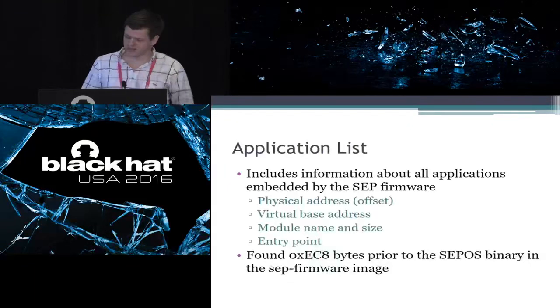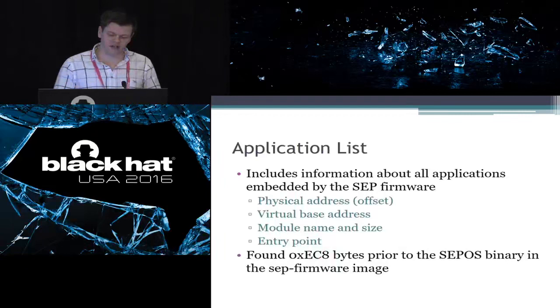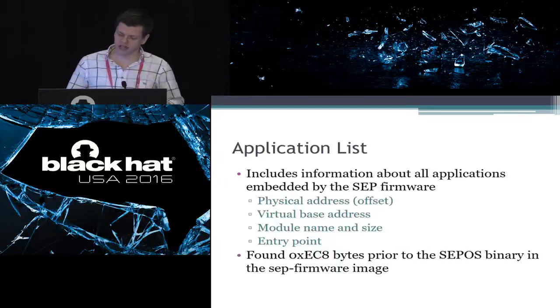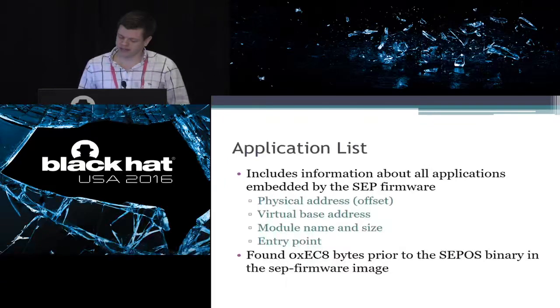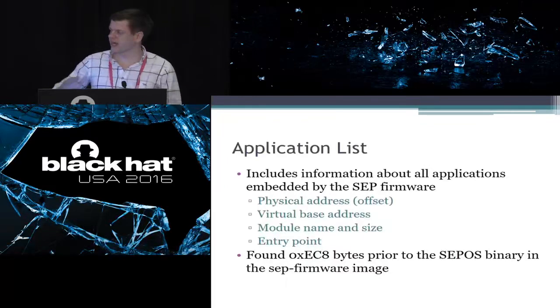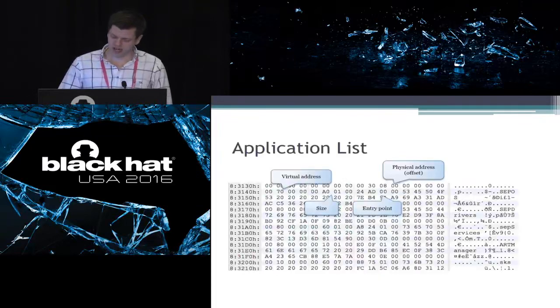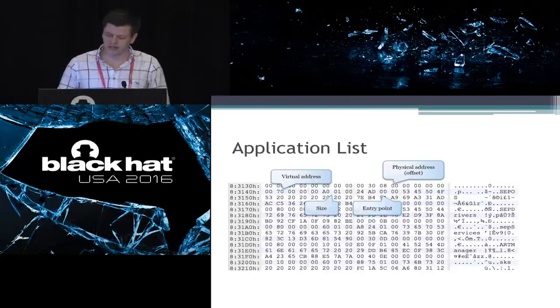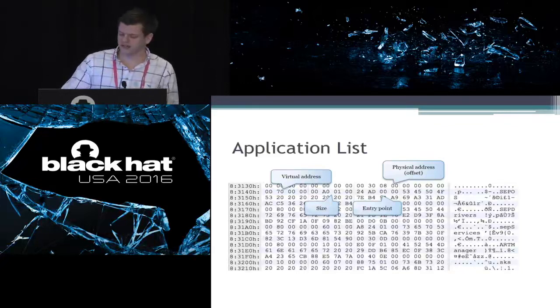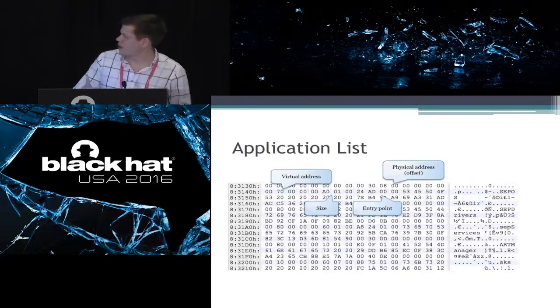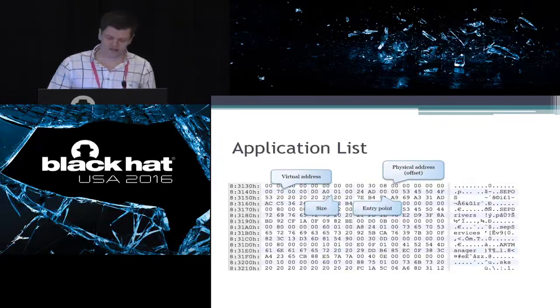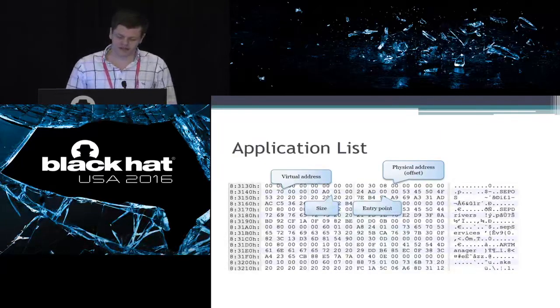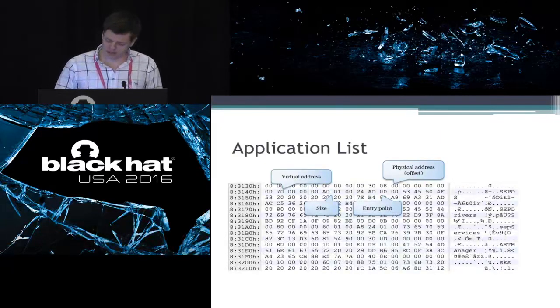So the application list briefly just contains a list of all the applications, with the virtual base address, the module name, size, entry points, etc., and it's located at a fixed offset in the SEP firmware. So it actually looks like this. This is the raw data, and as you can see, it has names on the right: SEPOS, SEP Drivers, SEP Services, and then offsets where it's supposed to find these in the firmware.